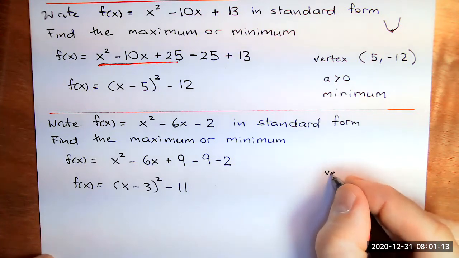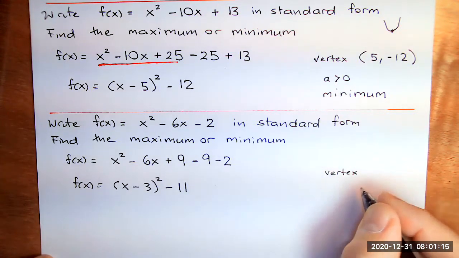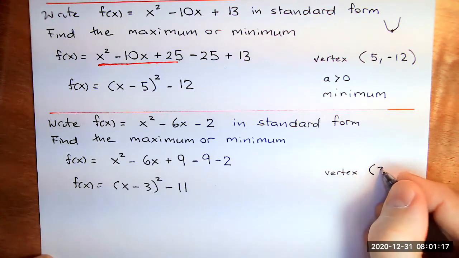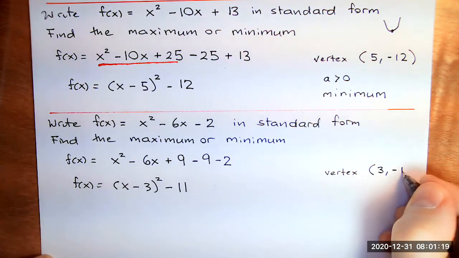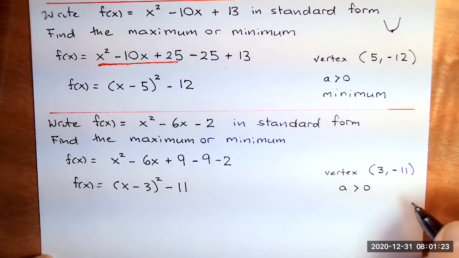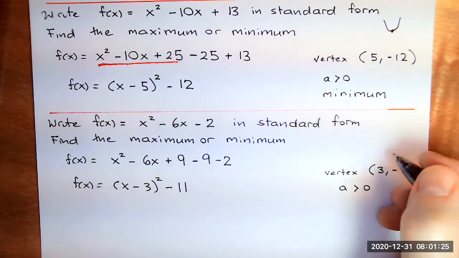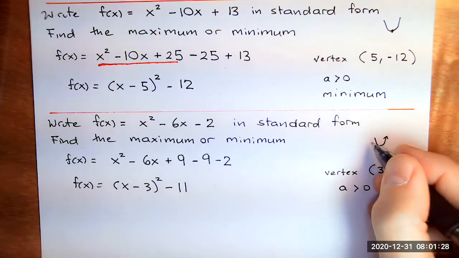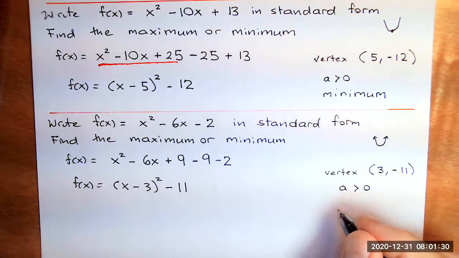So my vertex is going to be at positive 3, negative 11. And since the leading coefficient is positive, it's going to be a parabola pointing up. So this is the minimum.